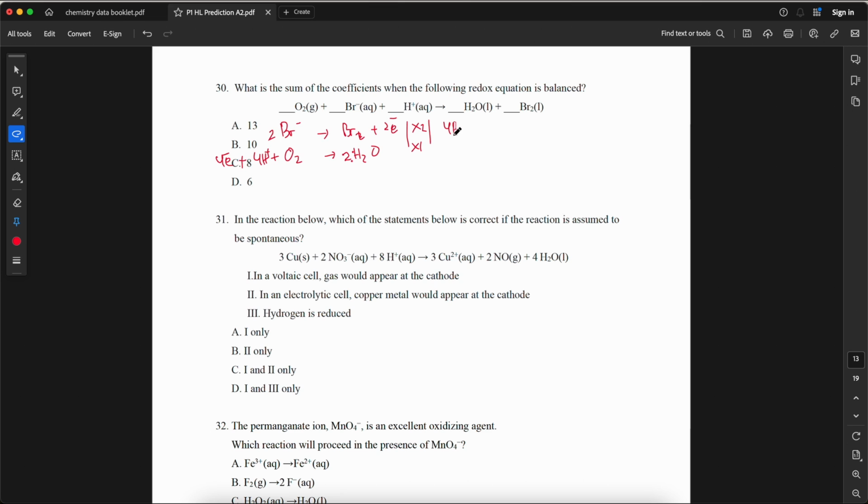So 4 Br minus becomes 2 Br2. I don't need to write the electrons anymore, and this one, 4H plus O2, becomes 2H2O. Okay, so this would be 1, this would be 4, this would be 4, this would be 2, and this would be 2. So the total will be 5, 9, 11, and 13.